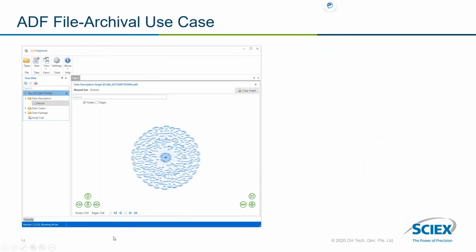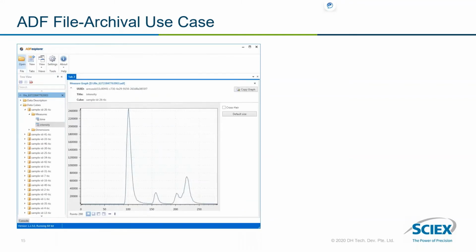So for our two use cases, let's talk about the archival use case. We can see here in ADF Explorer the graph. This particular use case includes all of the data that are available to us from the Analyst software, including TICs, XICs, all of the metadata, acquisition information, quantitation parameters, and then everything that we have in our result set at the end. Next slide, please.